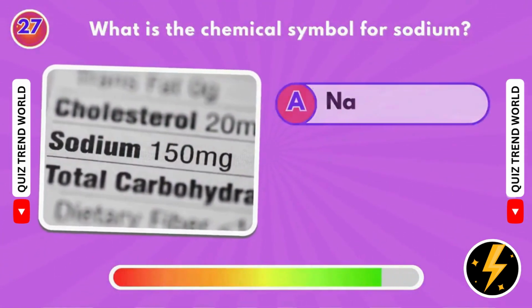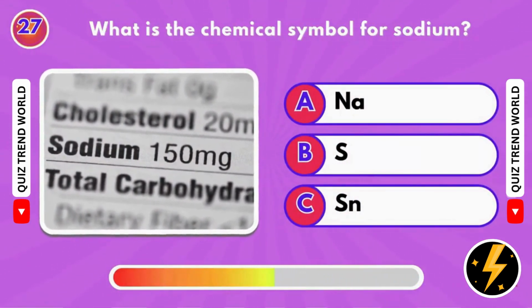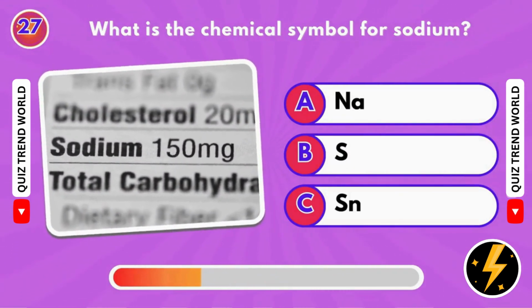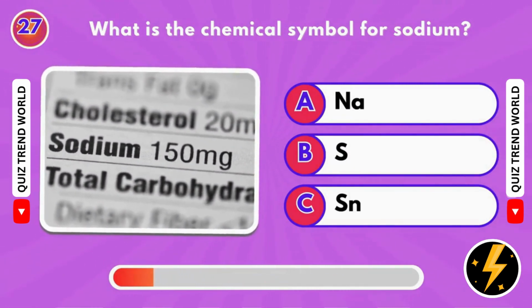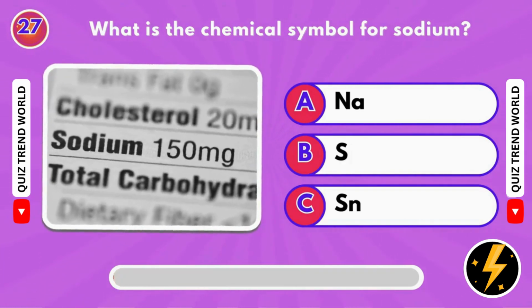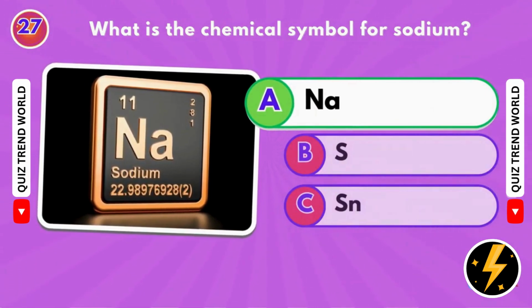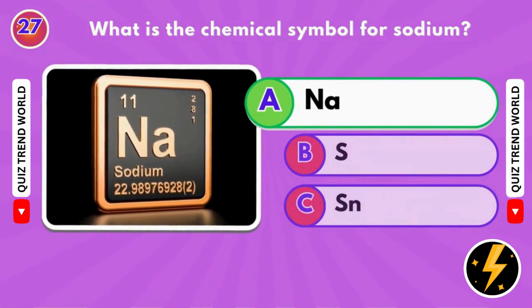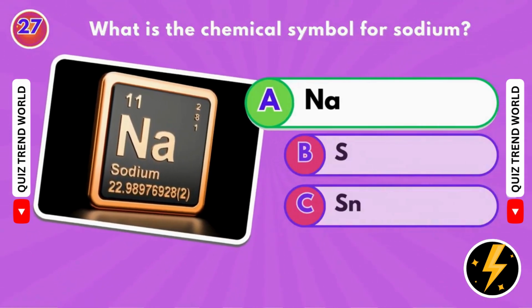What is the chemical symbol for sodium? Na, S, or Sn? It's Na. Sodium is a chemical element with symbol Na and atomic number 11.